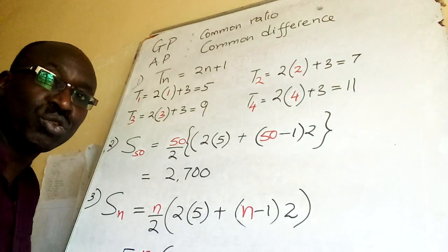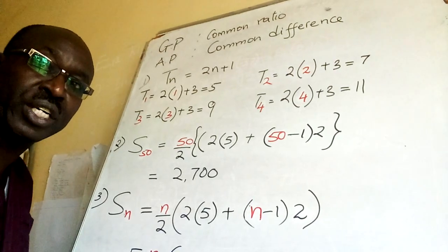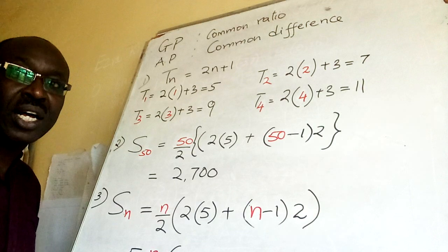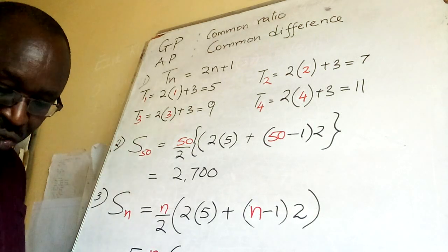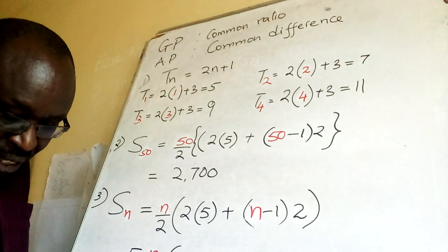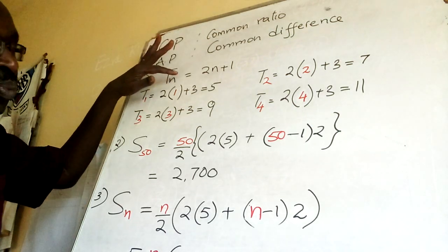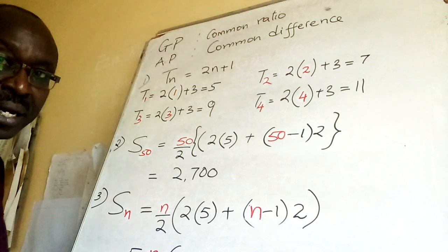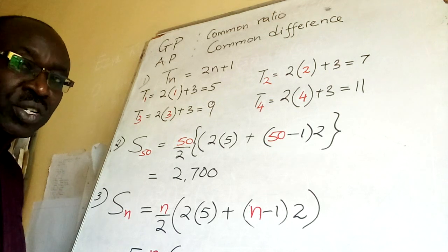Today I'm going to answer the question that was raised by Abdallah. Now I don't know if it is in KMF, but there is this question that is asking us that given that the nth term of a GP is 2n plus 1, write the first four terms.